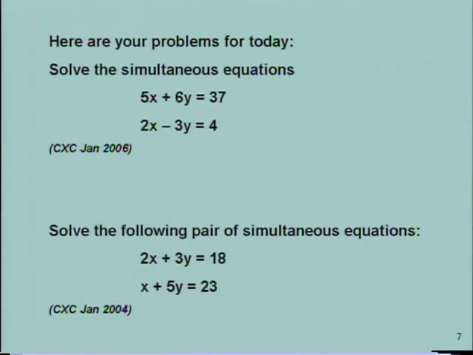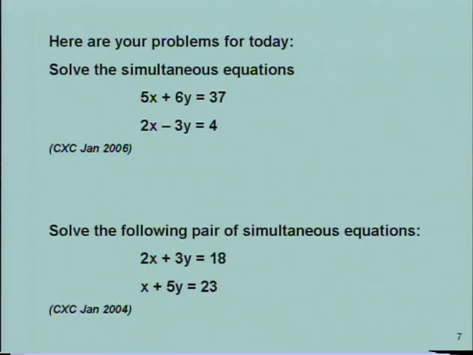Here are your problems for today. Solve the simultaneous equations. 5x plus 6y is equal to 37, and 2x minus 3y is equal to 4. That question is taken from CXC January 2006.